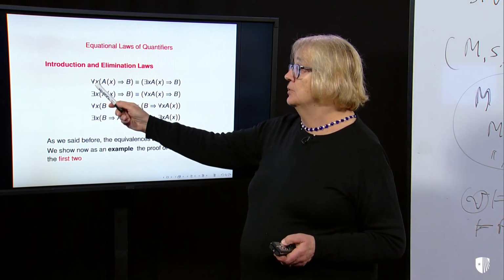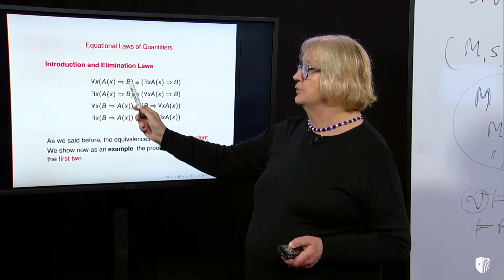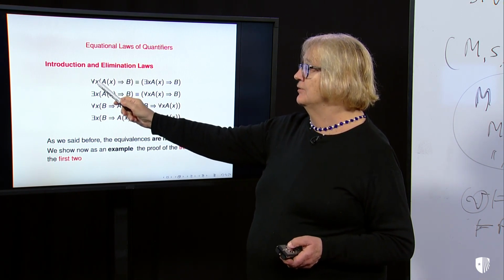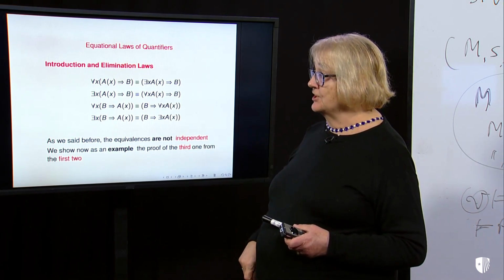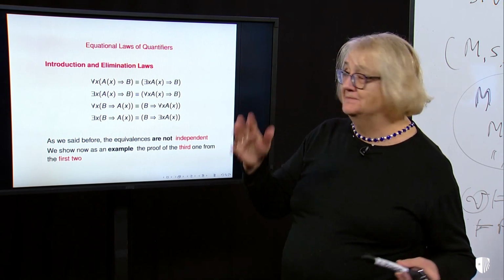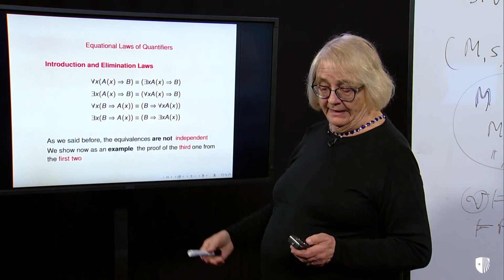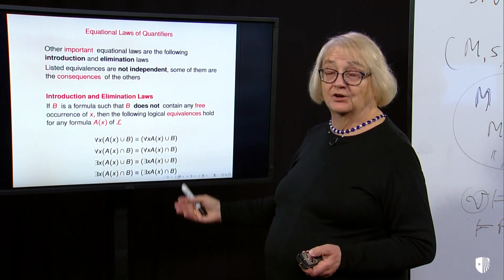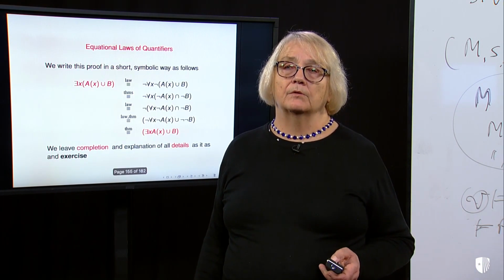It means that when you want to distribute over implication, universal becomes existential by De Morgan law. And of course, for implication you can nicely get this from disjunction, conjunction, and De Morgan law. So you can play with them. You don't need to remember all of them.